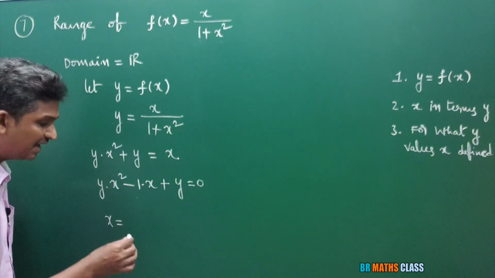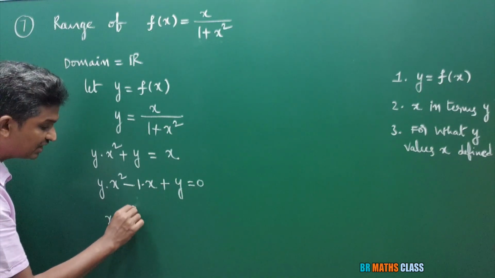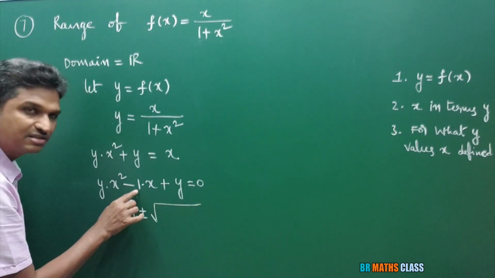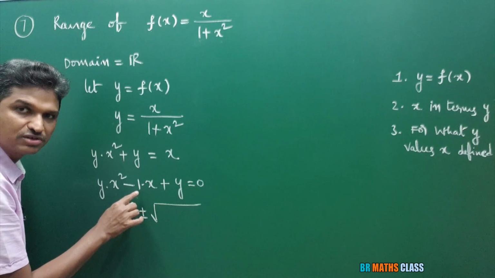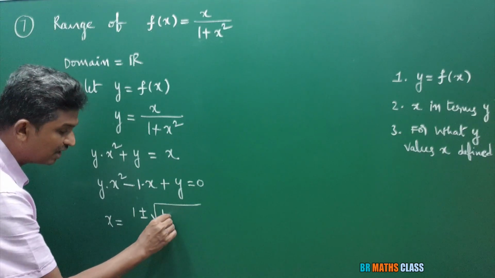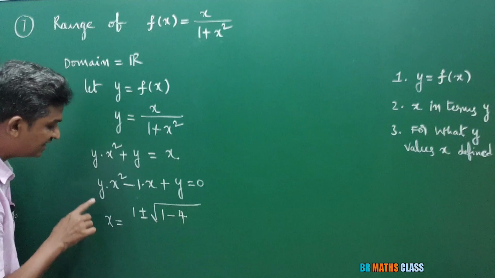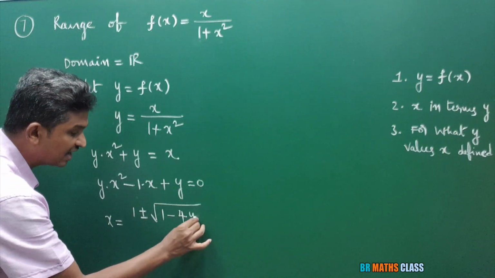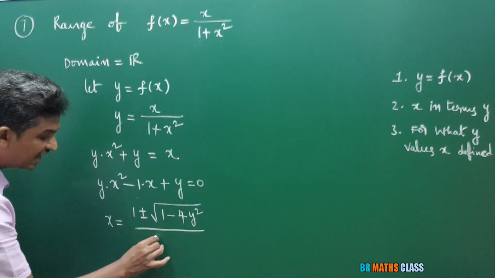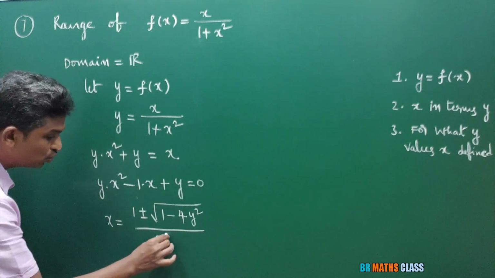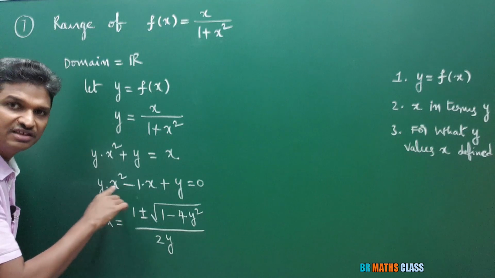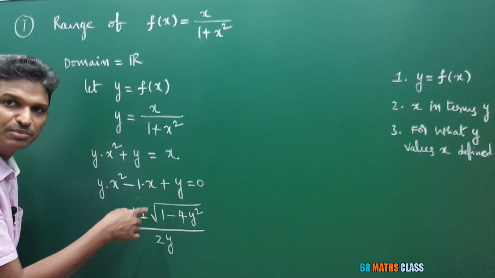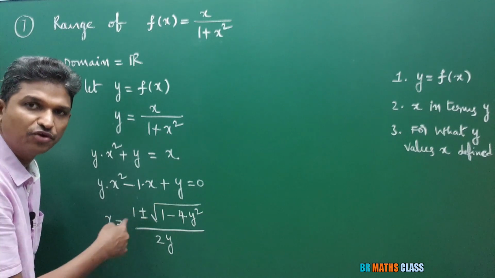x is minus b. Here minus of minus 1, that is plus 1, plus or minus root over b square. b square means minus 1 whole square, which is 1 only. b square minus 4ac. a is y, c is also y. ac, y into y is y square, divided by 2a. a means this one, 2y. I hope you understand. This is a quadratic equation in x. To find x value, I used the minus b plus or minus root over b square minus 4ac by 2a formula.